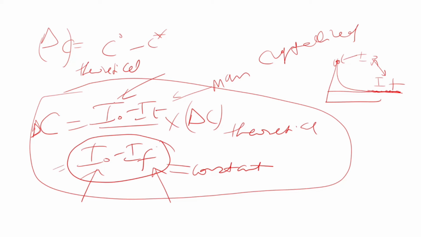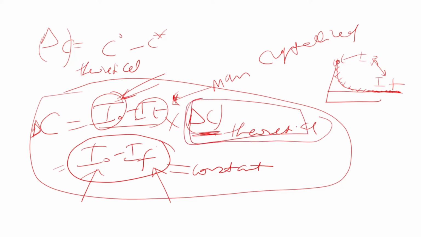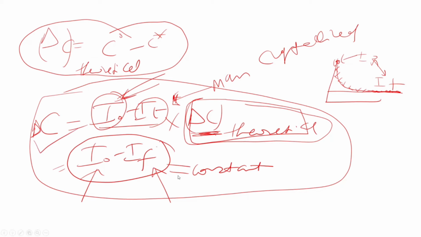And then in the numerator, the initial intensity is a constant. The intensity at time, IT, is the only thing that's going to vary with respect to time. And delta C theoretical, you can calculate from experimental conditions. This is a constant, the maximum amount you can crystallize in your solution. So this is the first step: you need to calculate the mass that you crystallize with respect to time.